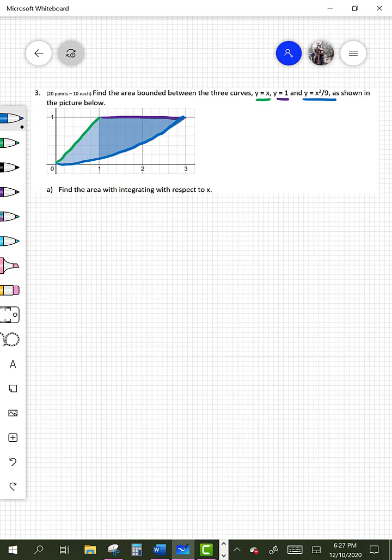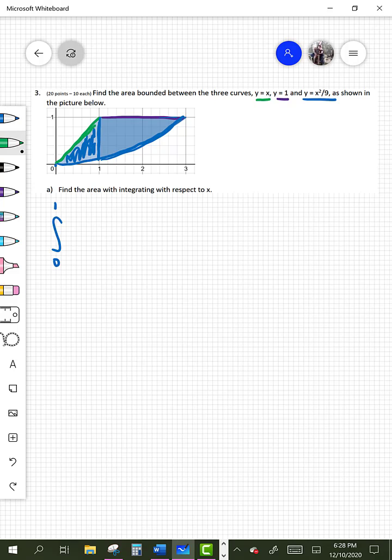So part A wants us to find the integration with respect to x. So we need to look at what is the upper curve and what is the lower curve. And so there's 2 different sections of this that we have to look at. So looking at this first piece right in here, there's different upper curve and lower curve than this piece right in here. And so we're looking at our bounds on x for that piece, which is from x equals 0 to x equals 1.